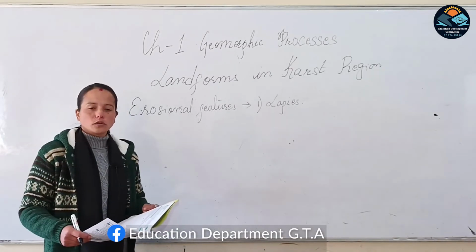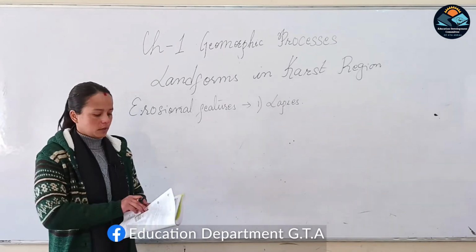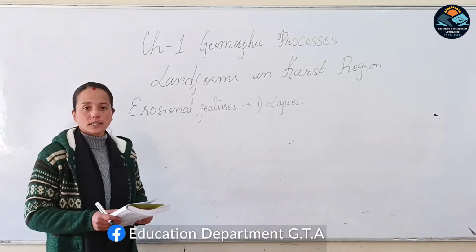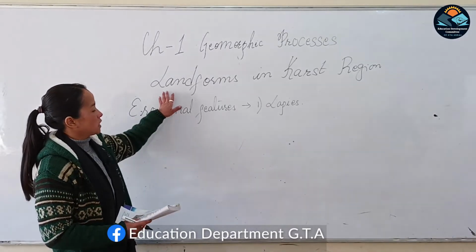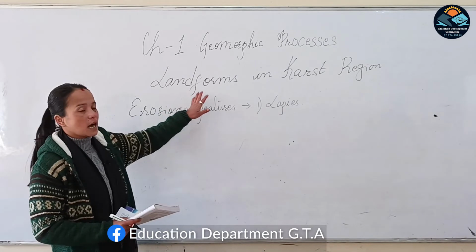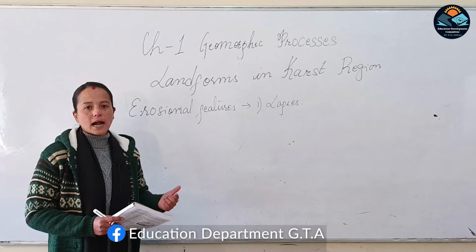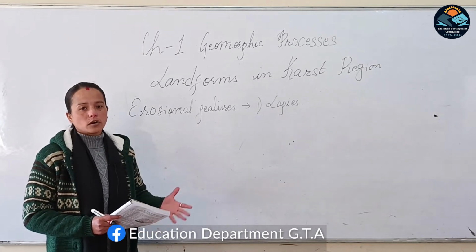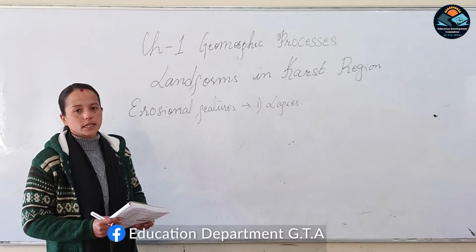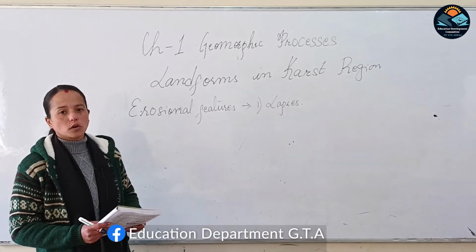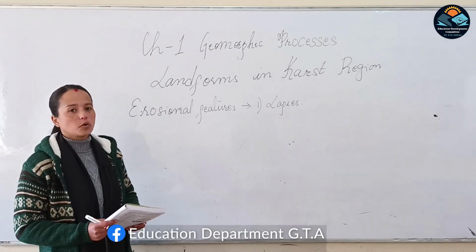Now I'm going to do the most important topic, that is the landforms formed in the karst region or the limestone region. Here, first, before doing the karst landforms, we have to know what carbonation is. That I have already told. In carbonation, the carbon dioxide present in the air mixes with the rainwater and produces an acid called carbonic acid.